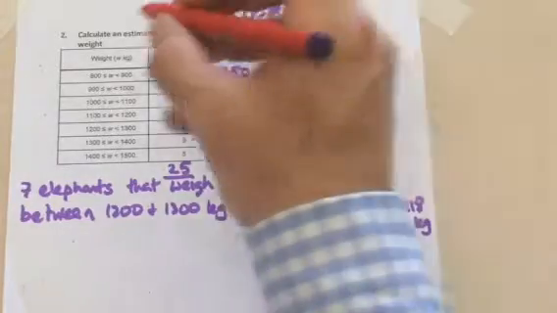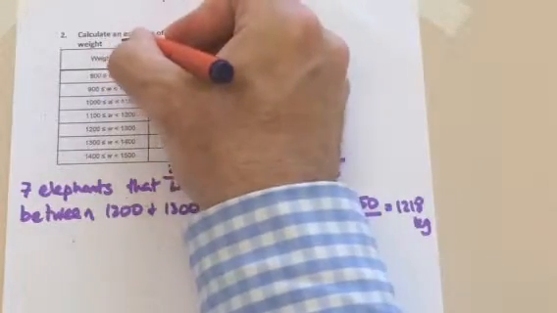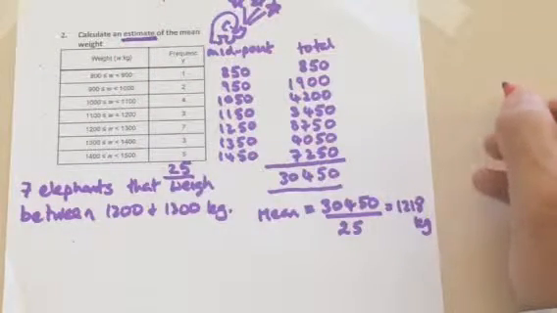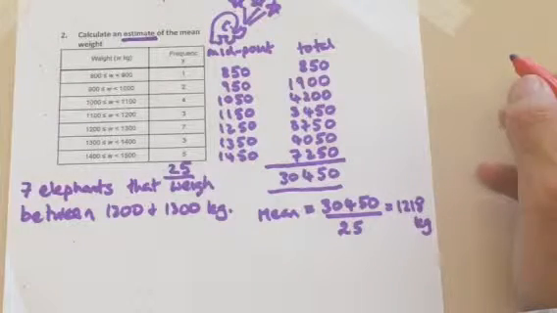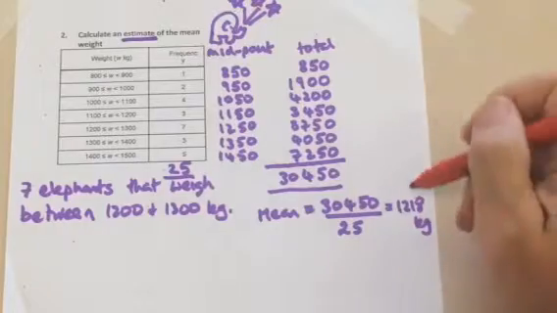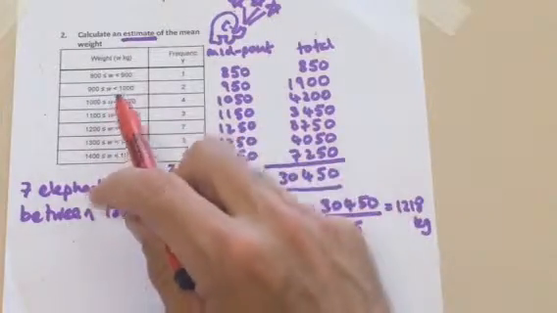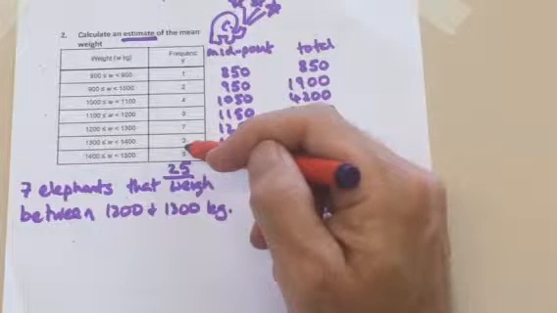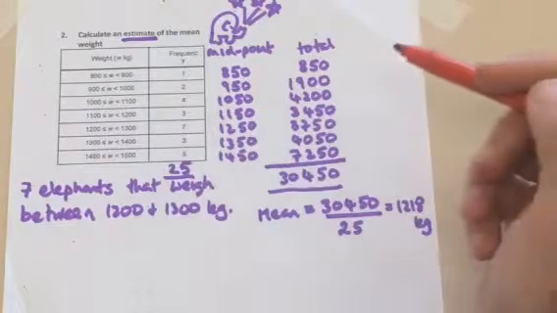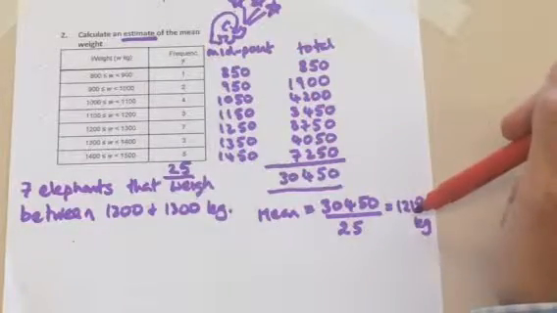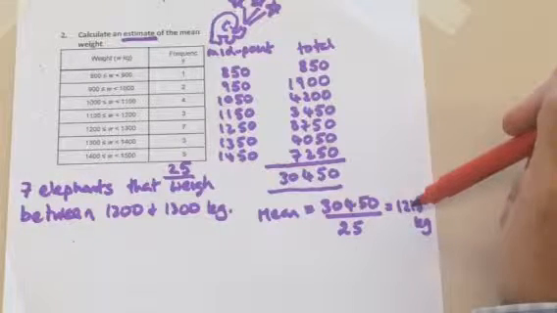One other thing to think about here is you might be asked to explain why your answer is an estimate. Okay? Have a little think about that. Okay, that's right. This is only an estimated mean because we have not used the exact value for the weight of each elephant. Okay, we have used these midpoints, and so this can only be an estimated value rather than an exact value. Okay, well done.